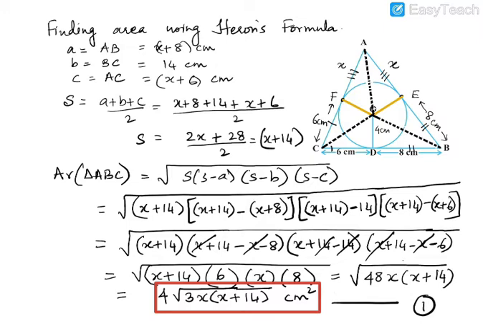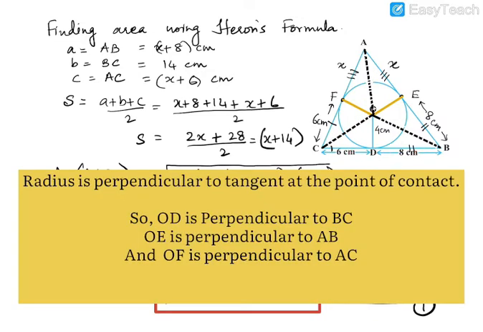Now we are going to find the area of this triangle using the formula half base into height. We can apply this formula to find the area of a triangle only if its base and corresponding height are known. So look at the triangle OCB. We know the base and we know the corresponding height. Similarly, in triangle AOB, we have the base and the corresponding height, and in triangle AOC, we have AC as the base and OF as the corresponding height.